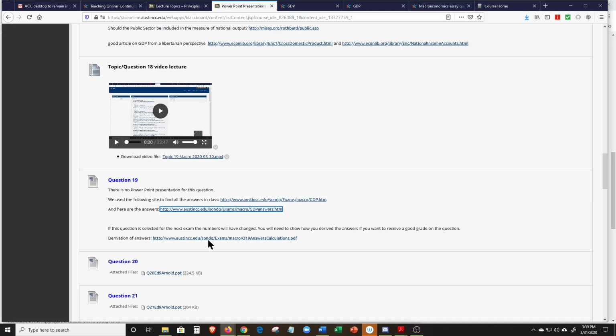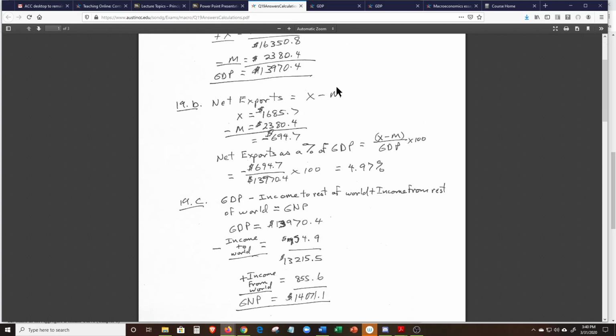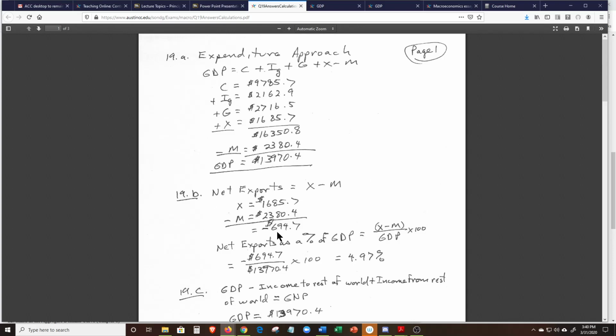But more pertinently, and I think this will be of the most help to you in doing homework number 3, is this. I had just written out all the answers. Like I use the expenditure approach to get GDP. Using these numbers, the homework 3 will be different. I have different numbers. And net exports, they were given up here. And you can see they're negative. And so what are they as a percentage of GDP? Well, they're negative 694.7 over GDP.